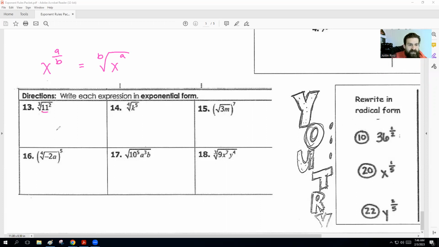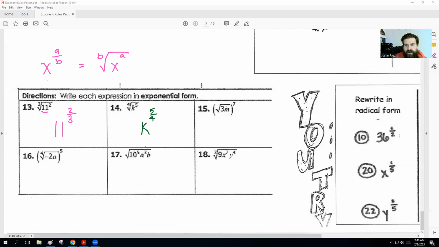Let's start there first. The base here is 11. That's our big number. The number inside of the square root is our numerator, and the index is our denominator. So this would be 11 to the 2/3 power. Next one here, our base is k. The number inside is our numerator. The index on the outside is the denominator. So k to the 5/4.